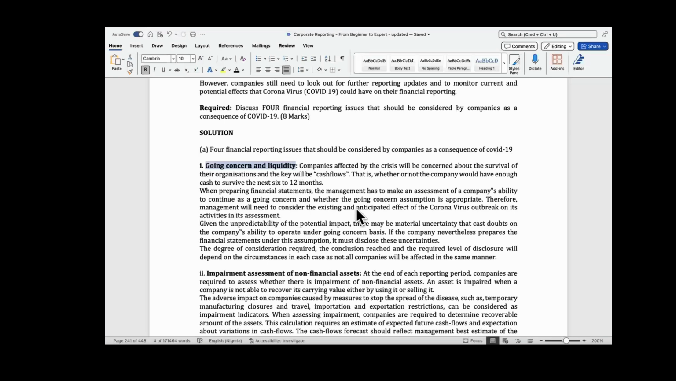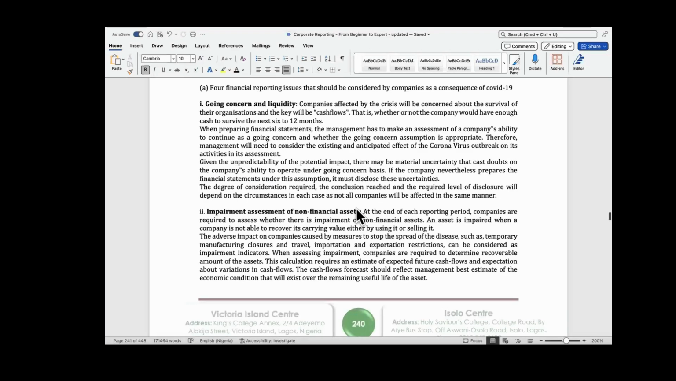Impairment. It was during the COVID era that work from home started. So a lot of the non-financial assets that you have in your office, are they still going to be useful? Wear and tear may impact their ability to make more money, to operate at the rate at which they were operating before. So impairment assessment is also a key issue for both financial and non-financial assets.